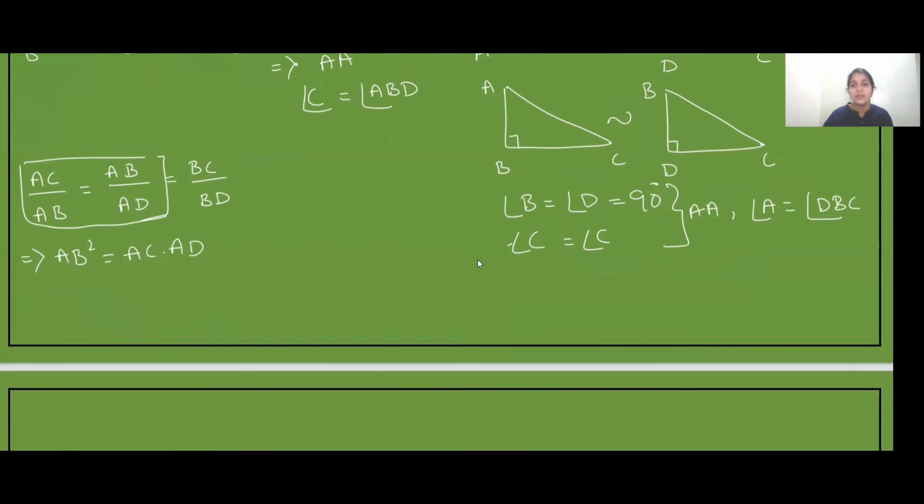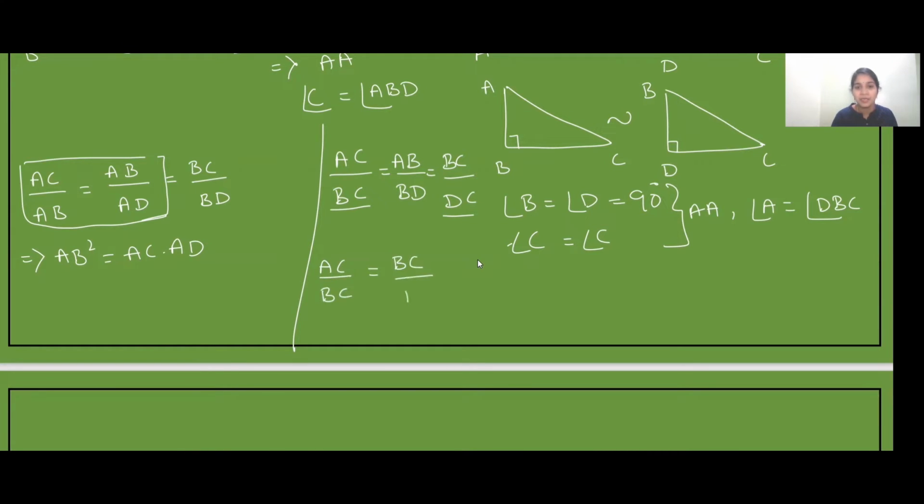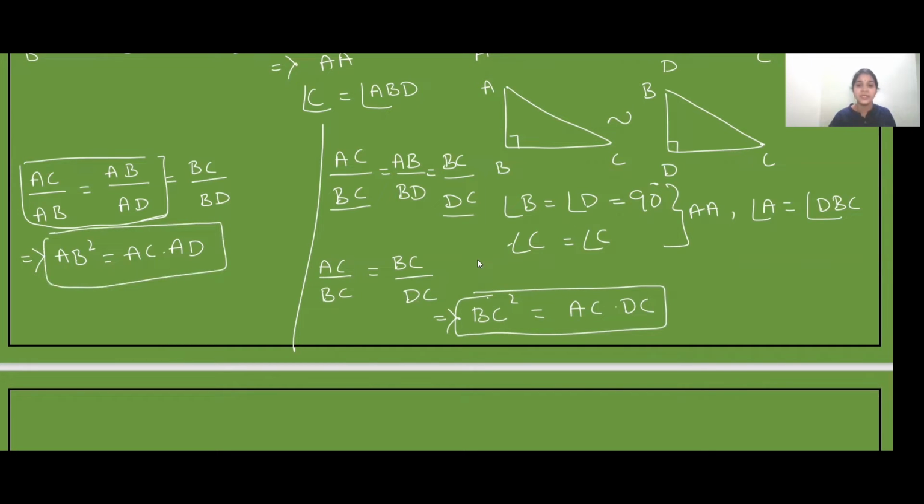Again, taking the criterion for similarity of two triangles, we take the ratio AC by BC will be equal to AB by BD, and this is equal to BC by DC. By taking the first and last ratio, AC by BC will be equal to BC by DC. Again by cross multiplication of these two, we get BC square is equal to AC into DC.